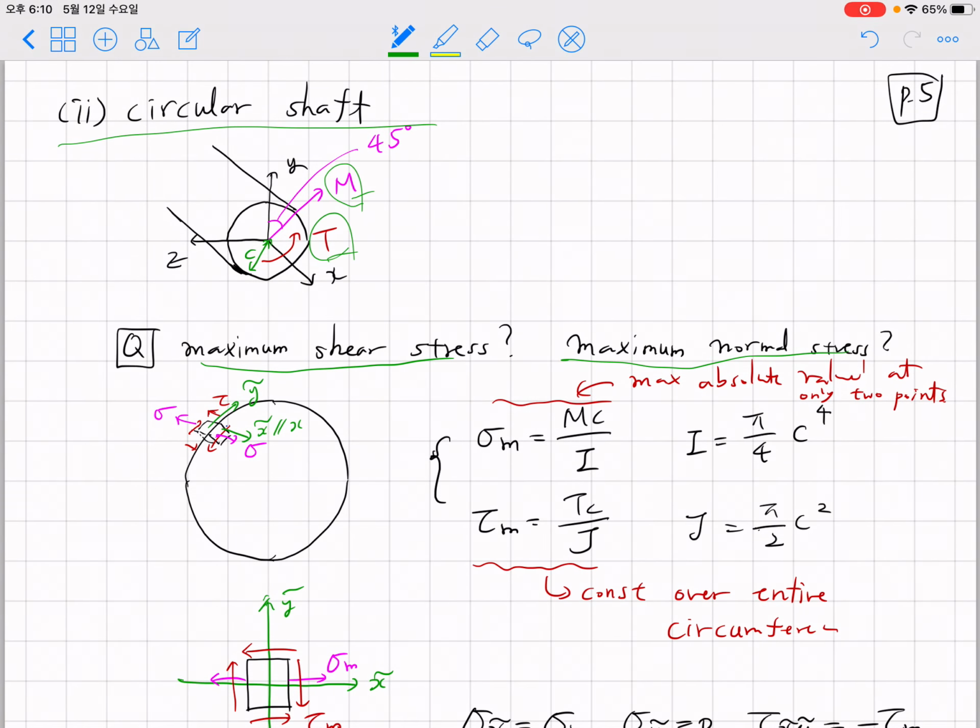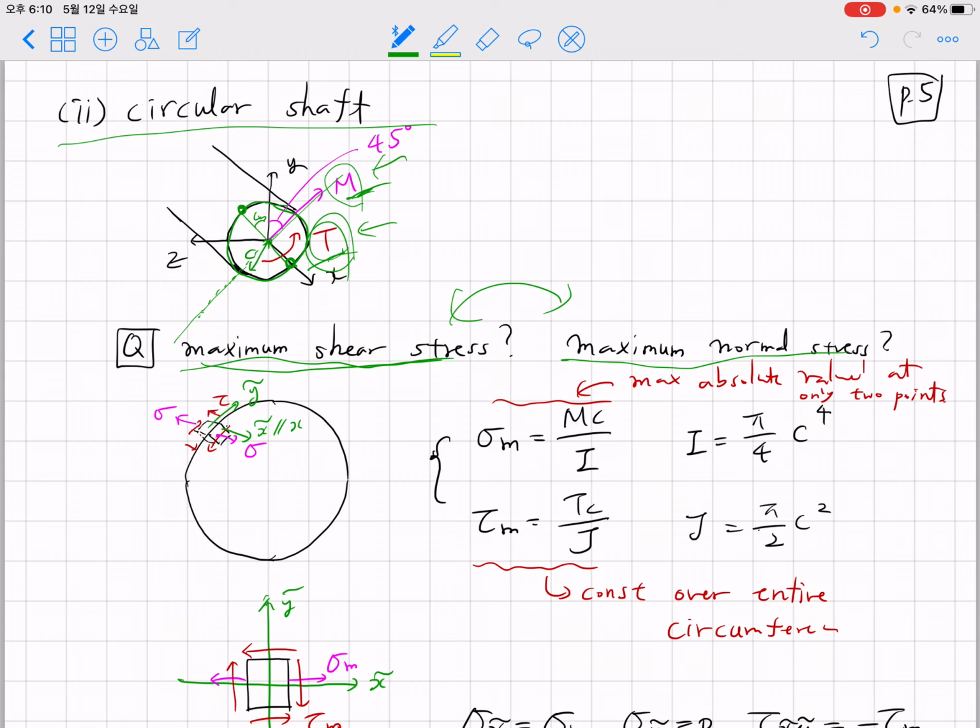The problem asks us what is the maximum shear stress and maximum normal stress given this combined moment M and T. Here, let's first consider the maximum stress occurring due to each of the loadings. Out of this torsion T, we can expect that the most outer area will have the largest shear stress due to T, and out of M, we can quite easily expect that along this neutral axis sigma x will be 0, and sigma x will become maximum here and maximum here, which is 45 degrees in the perpendicular direction.